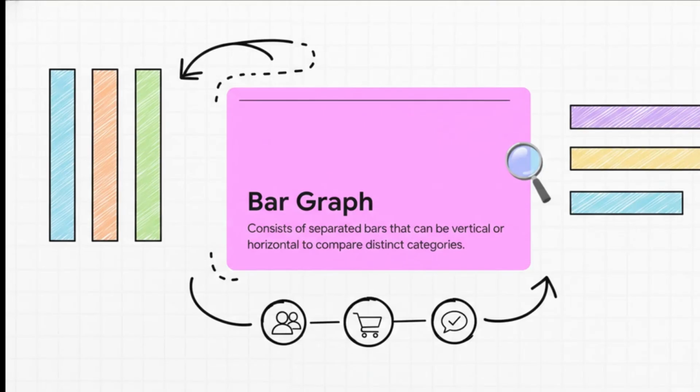Now, the really important thing about a bar graph is that the bars don't touch. They're separated. And that space isn't just to make it look nice, it's actually telling you something important. It's saying, hey, we're comparing separate, distinct things here, like different age groups or products or whatever.